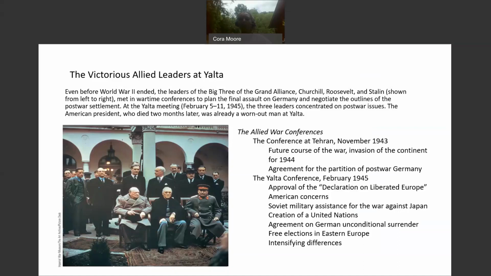But my point is that it's at these conferences that we start to see the differences in these governmental and political ideologies of how leaders should be, how countries should be run, how resources should be managed, and we also start to see the tension between the United States and the Soviet Union start to build.